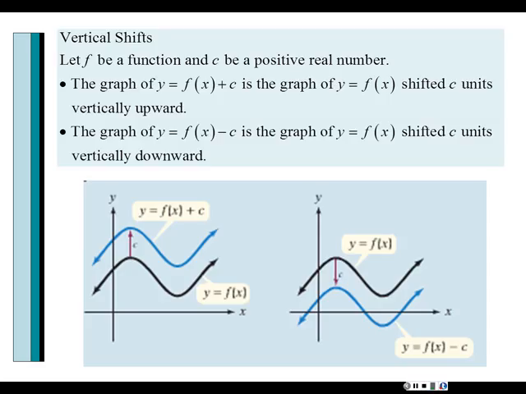Look at the second example. We have the same thing, but this time we are subtracting c. If you subtract some constant, the graph will move downward by the same number of units. For example, if c is 3, you will be shifting 3 units downward. But look at the graph carefully. The graph still has the same pattern.